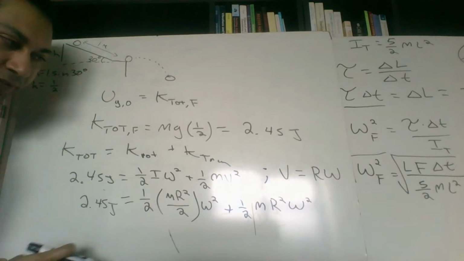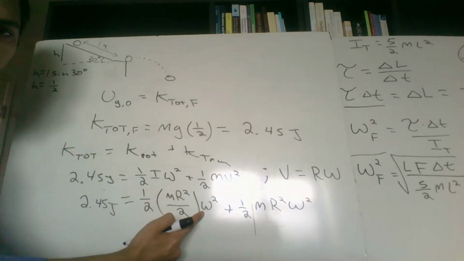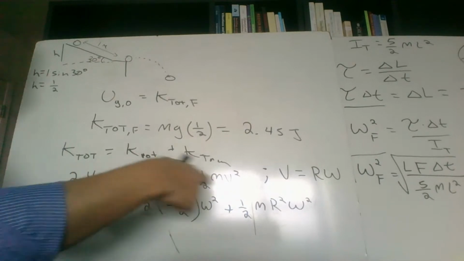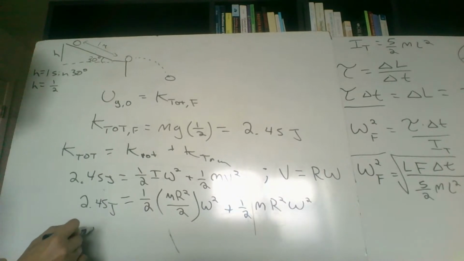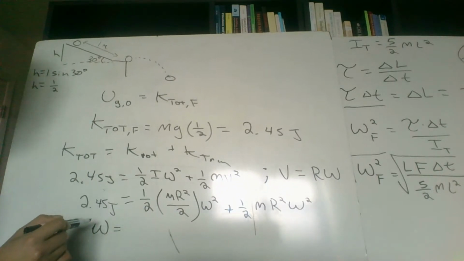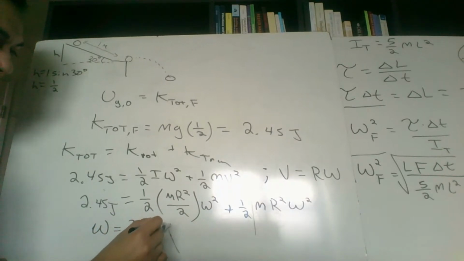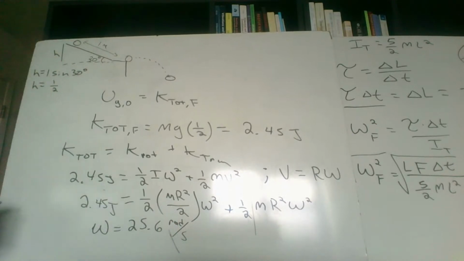And then the last thing you have to do is solve for, is there anything that comes up? No. All you have to do is solve for omega. And so working this out, you will get 25.6 radians per second. So from here, all is known except for the omegas. If you solve for omega, omega will equal 25.6 radians per second. Okay.